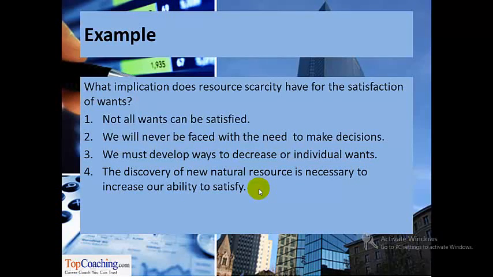So let's guess the correct option. Any guesses? The answer is option 1, that is, not all wants can be satisfied.